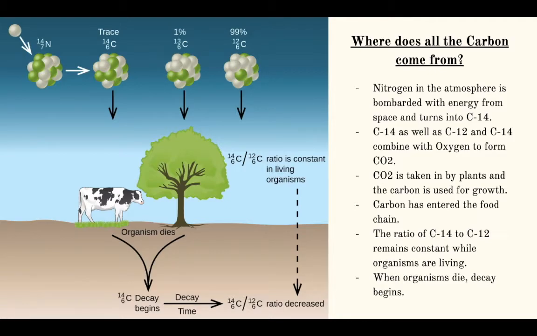So when we have this ratio of carbon 12, 13, and 14, it's relatively constant even throughout all of these steps, and only begins to change after an organism has died.